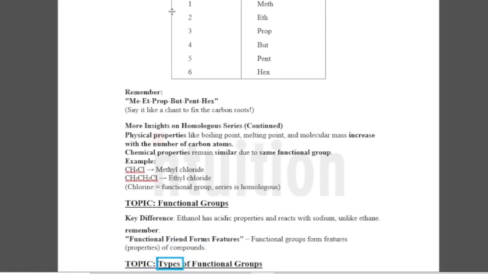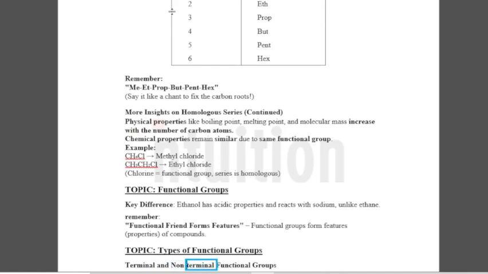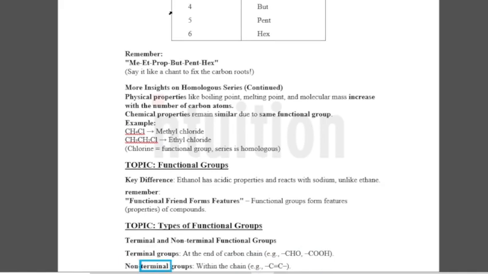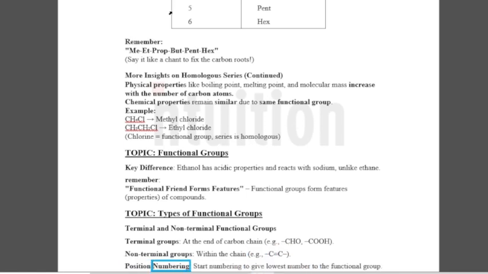Topic: Types of functional groups. Terminal and non-terminal functional groups. Terminal groups are at the end of the carbon chain, e.g., CHO, COOH. Non-terminal groups are within the chain, e.g., C=C. Position numbering: start numbering so as to give the lowest number to the functional group.